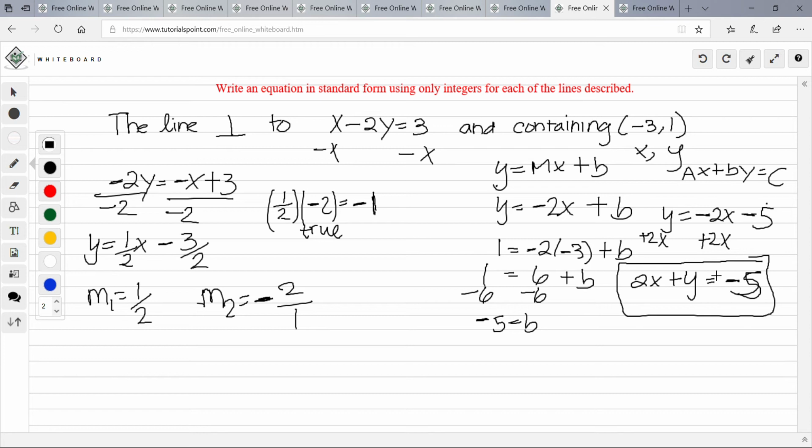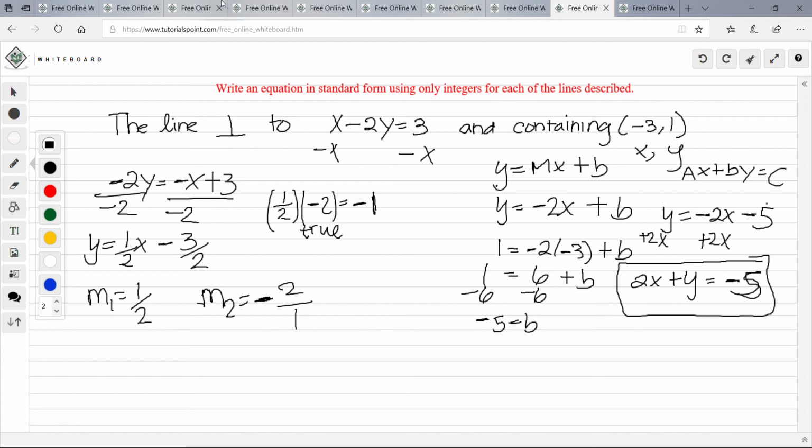So let me just review something. For parallel lines, the slope must be the same, and for perpendicular lines, if you want a new line that's perpendicular to the other line, the slope must be the negative reciprocal of the first slope. So in this case, our first slope was 1/2. So the negative reciprocal would be negative 2/1. And then to check it, you multiply the first slope times the second slope, and then you should get negative 1. That's how you know it's perpendicular.